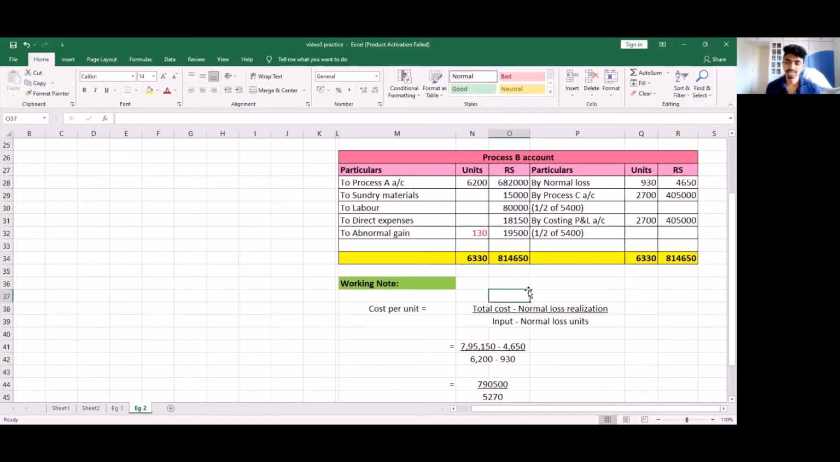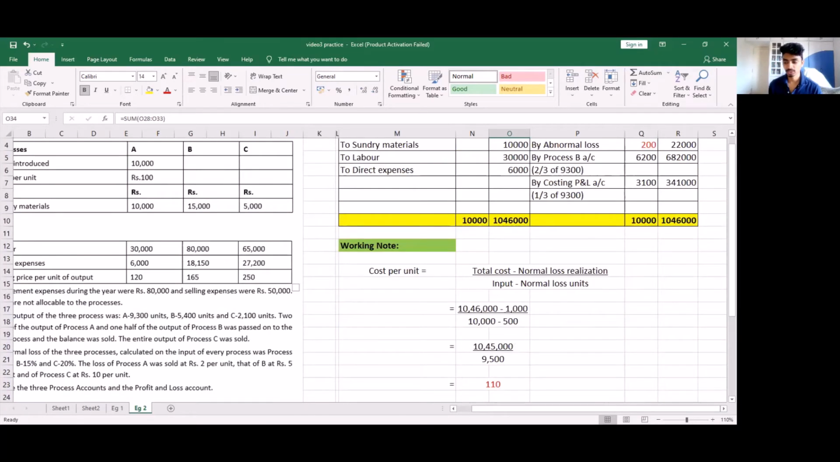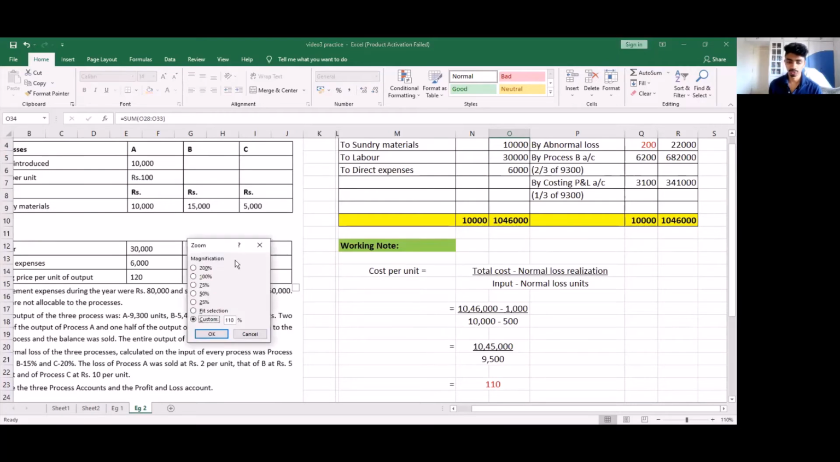And yes, our account has tallied. Now for process C, I want you to try this process C account on your own. So you need to know what is being transferred to process C. So 2,700 units at 4,05,000 rupees. Now I will show you the question so that you can pause the video and try to solve process C on your own. Once you are done, you can resume the video and we will continue to learn how to prepare the loss accounts, gain account, and costing profit and loss account.